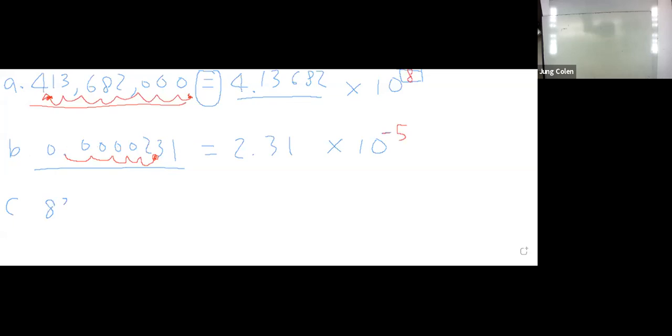C, 83.7. How do I change that to scientific notation? 8.37 times 10. Times 10 to the, you need to make this number bigger, right? So it has to be a positive exponent. By how much? It's 1, because we moved the decimal point 1 place here, right? So just 1, which is the same as 8.37 times 10. Either one is okay because they are the same, okay? Okay, your turn. How about D and E?